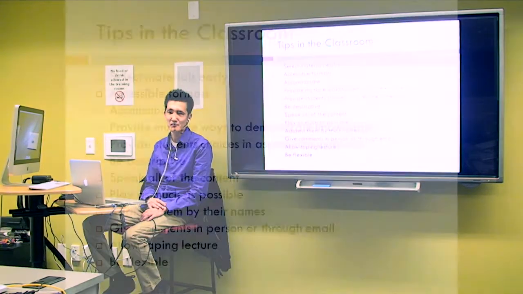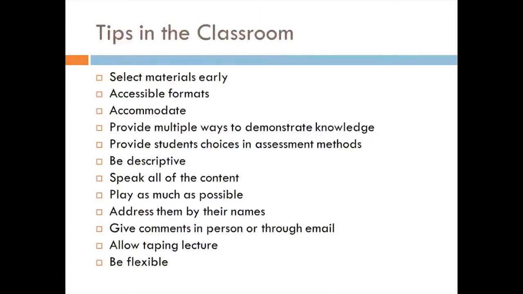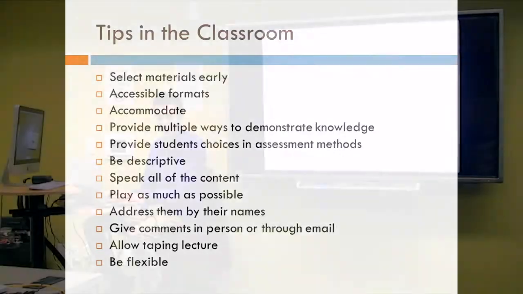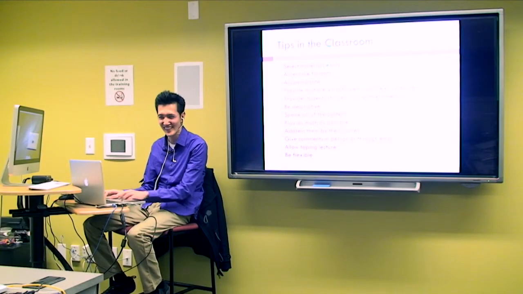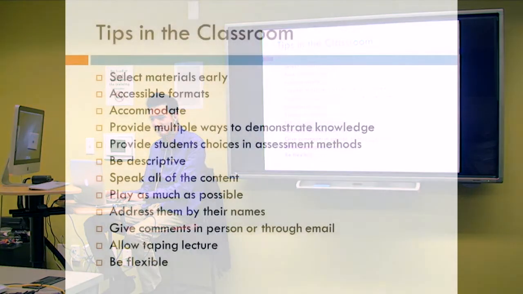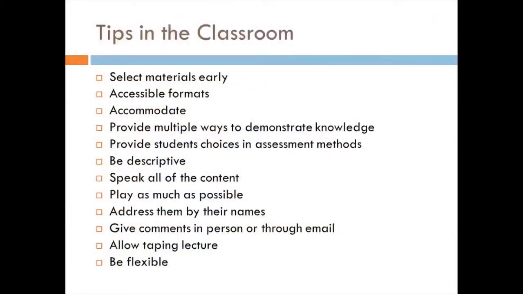Also, address students by their names. Let's say some blind student raises a hand, and you just say "yes, go ahead." Someone else might raise a hand too, and he wonders, is he talking to me or is he talking to someone else? So instead of saying "yes, go ahead," you could say "yes, Chi, you have a comment, or you have a question." Then he knows that you are directly talking to him. Right?